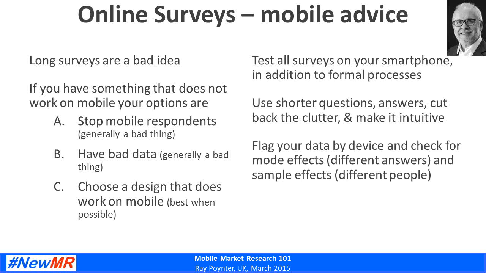Flag your data by device. So once your data comes in, just look at the answers from those people who did it on tablet, those who did it on mobile phone, and those who did it on PC. Are there any differences? If there are, are they just sample differences and you can deal with it with sample weighting? Or do you have some mode effects? Make sure that you flag the data so you can do the analysis.